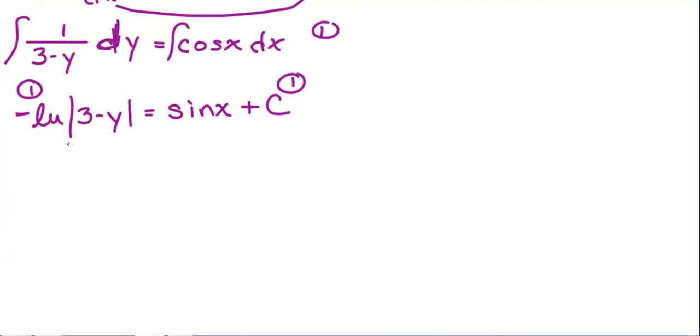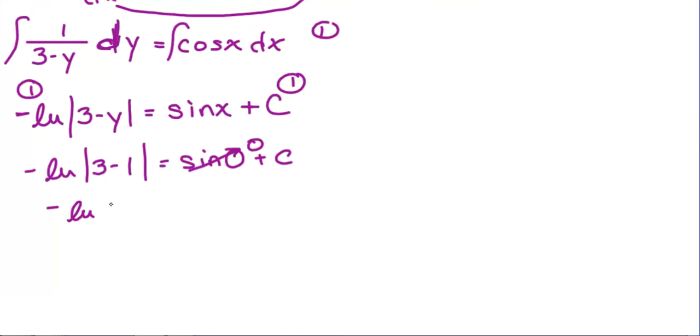Okay, so we've taken the antiderivative. We need to find our particular solution. So we need to use our initial condition. Our initial condition was f of 0 equals 1. So let's plug in 1 for y and 0 for x. And let's see what happens. Well, the sine of 0 is 0. So we've got negative natural log of 2. At this point, we can drop the absolute value because 3 minus 1 is 2, is equal to our c.